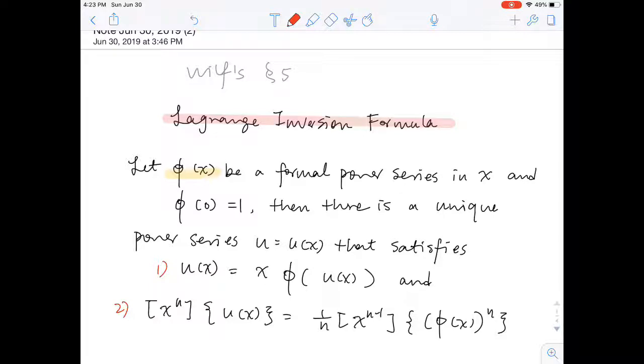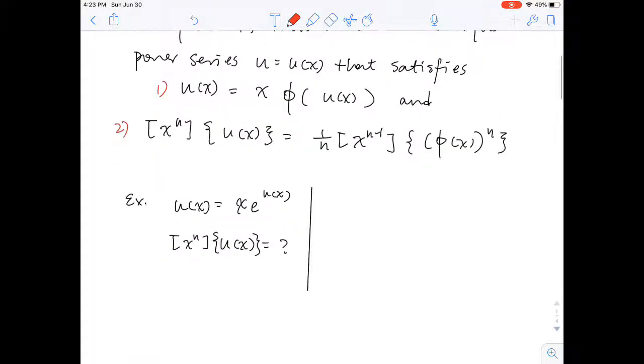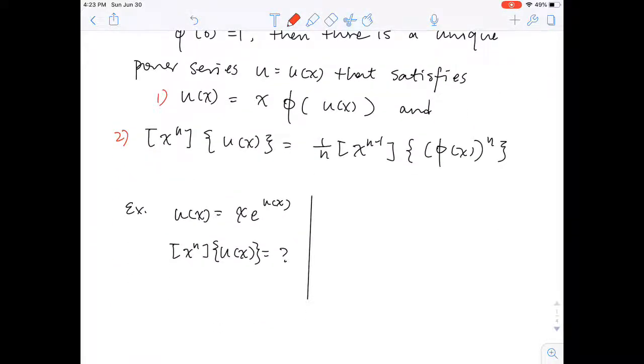Now, this seems very abstract. Let's see how this formula is used in solving problems. So here's an example problem. Suppose we have a formal power series U(x), and we know the recurrence that U(x) equals x times e to the power of U(x). Now, we're interested in finding the coefficient of x^n in this formal power series. How can we do that?